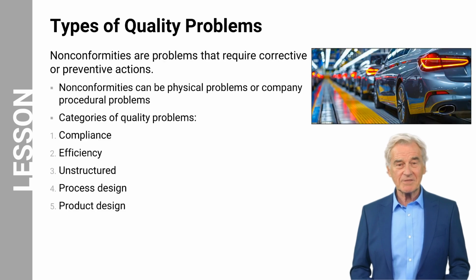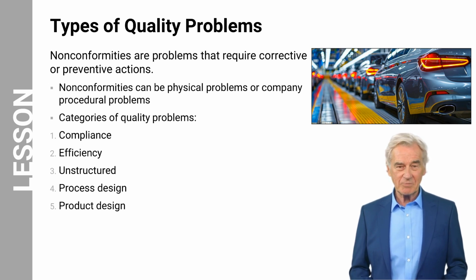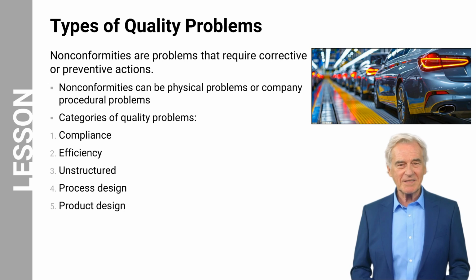Problems that require corrective or preventive actions, called non-conformities, can take many different forms. The problems could be physical problems, such as defective products, equipment problems, such as tools that require maintenance, or company procedural problems, such as a lack of employee training. Generally, all of these problems can be put into one of 5 categories: compliance problems, efficiency problems, unstructured problems, process design problems, and product design problems. Though all of these problems are very different in nature, they can all be investigated and solved through the corrective and preventive actions process.